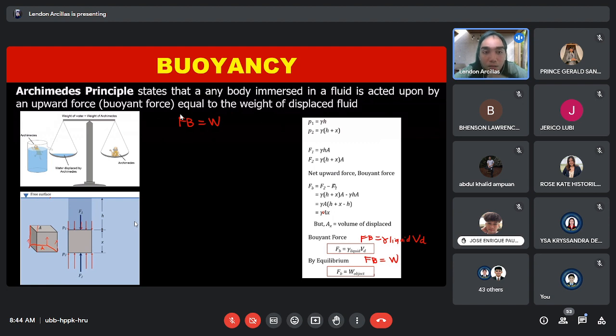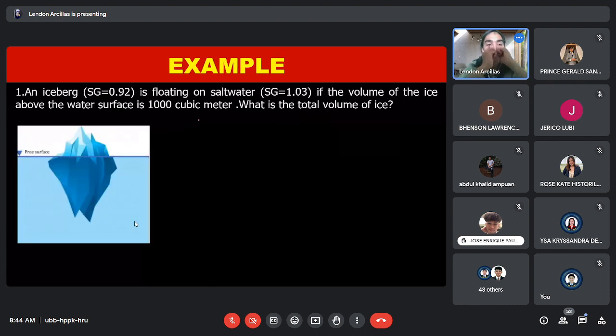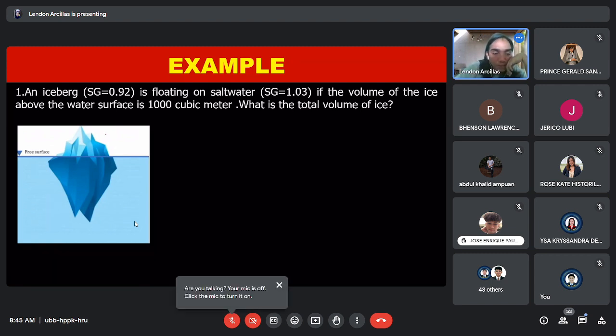So, ang buoyant force is equal to the weight. So, therefore, kung isa-subtract natin, magiging equilibrium. So, let's have an example. An iceberg, 0.92, is floating on salt water, which is 1.03. If the volume of the ice above the water is 1,000 cubic centimeter, what is the total volume of the ice?